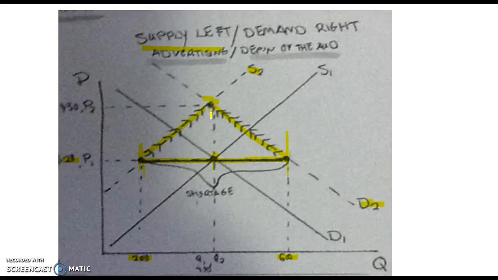So the supply curve shifting left and demand curve shifting right will lead to a higher price, but the impact on the quantity traded is uncertain. If supply shifts more than the demand curve, so if supply had shifted this far, then the quantity traded would actually have decreased. But if demand shifts more, then the quantity traded will increase. So the change in quantity traded is uncertain when there's a shift in supply to the left and demand to the right.